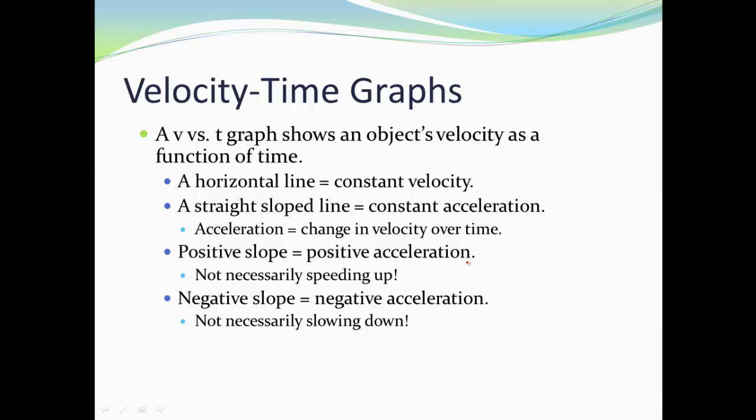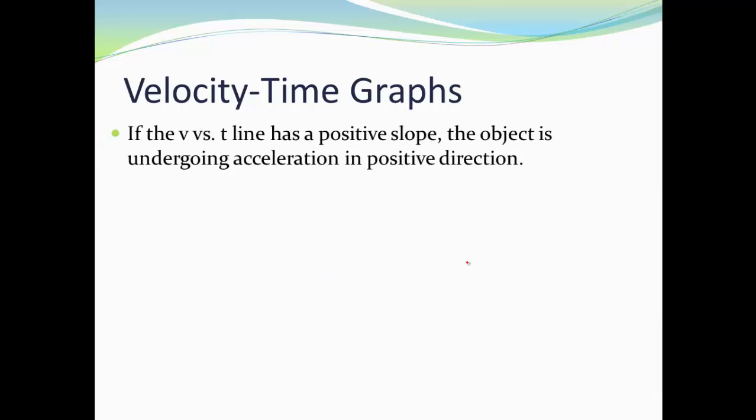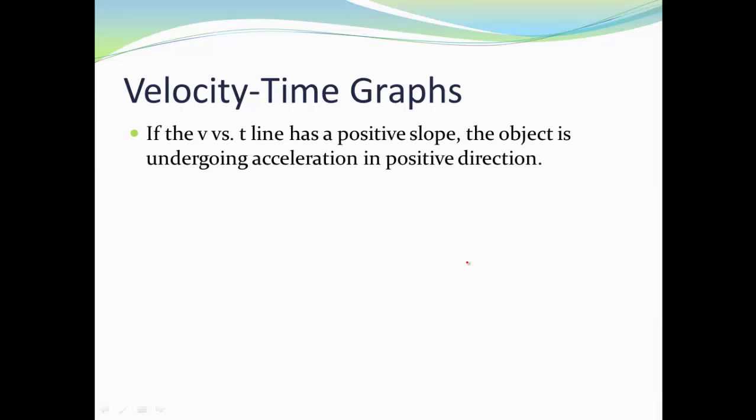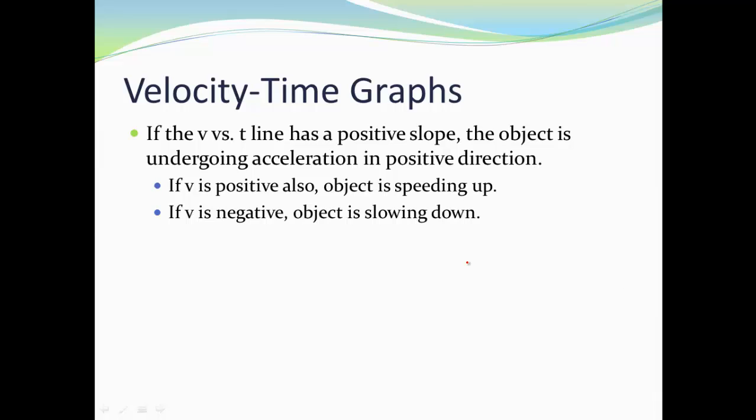A positive slope means you have a positive acceleration. A negative slope means a negative acceleration. And please understand, a positive slope does not necessarily mean speeding up, and a negative slope does not necessarily mean slowing down. If the v versus t line has a positive slope, the object is undergoing acceleration in the positive direction. If v is also positive, then the object is speeding up. If v is negative, then the object is slowing down.